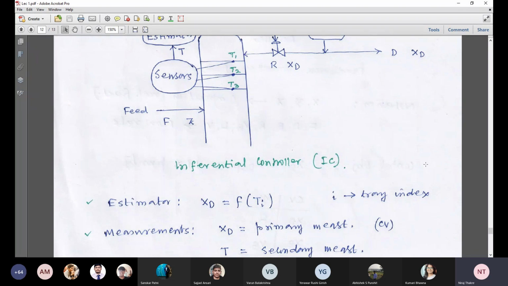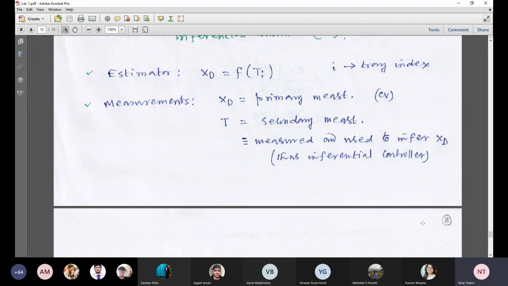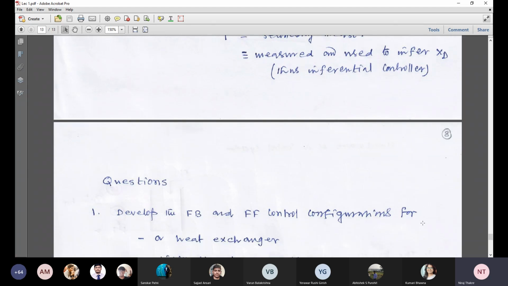Therefore, the primary term is there because our primary concern is the product purity, and we are measuring it intermittently. So this is the primary interest. This is intermittent measurement, that's why we are calling it primary measurement. Okay, so all the variables which we discussed in our variable classification table are discussed here.